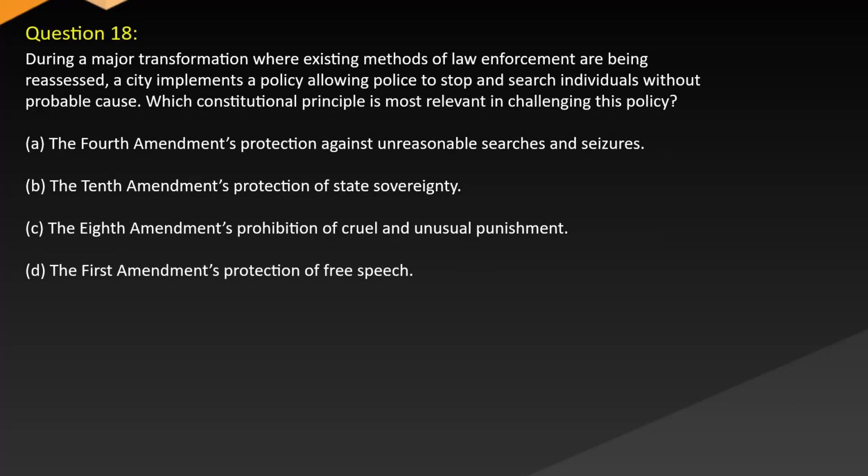Question 18. During a major transformation where existing methods of law enforcement are being reassessed, a city implements a policy allowing police to stop and search individuals without probable cause. Which constitutional principle is most relevant in challenging this policy? A. The Fourth Amendment's protection against unreasonable searches and seizures. B. The 10th Amendment's protection of state sovereignty. C. The 8th Amendment's prohibition of cruel and unusual punishment. D. The First Amendment's protection of free speech.